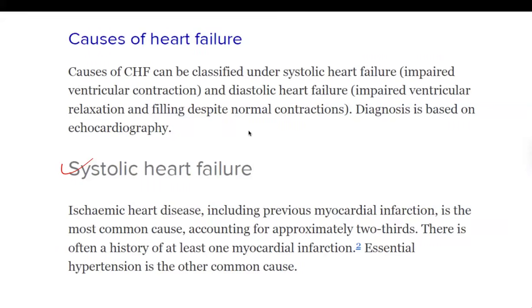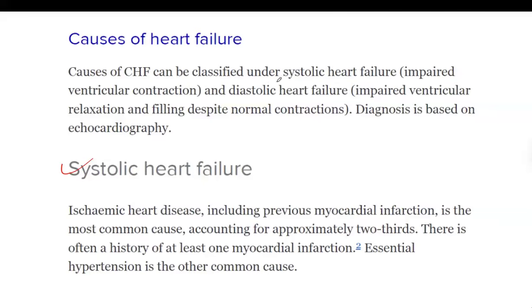It is possible, yes. Normal ejection fraction is possible because the heart is taking blood in. So it's not like the heart is not getting any blood. It's taking blood, and whatever it's getting, it is pushing it out. But sometimes what can happen is that it's not enough. So, causes of heart failure.